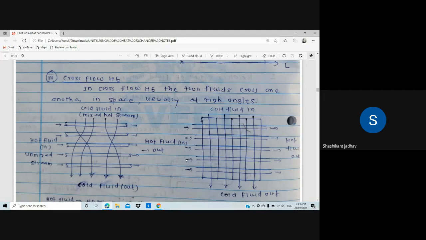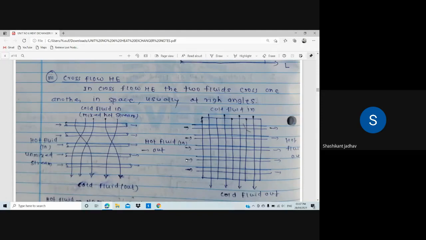After that, the third type of heat exchanger, according to the nature of direction of fluid motion, that is cross flow heat exchanger. So all of you write down third type, cross flow heat exchanger.